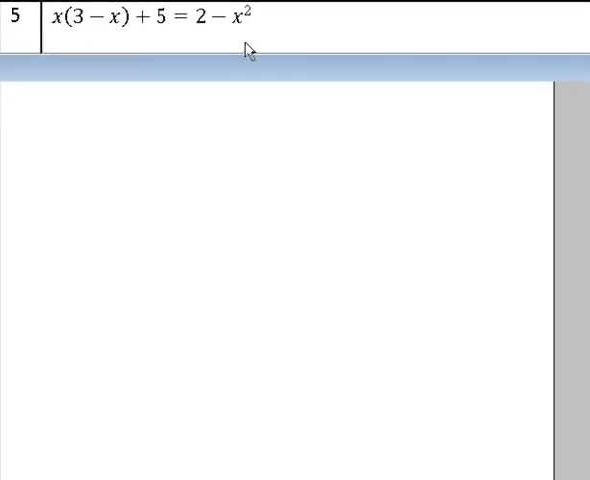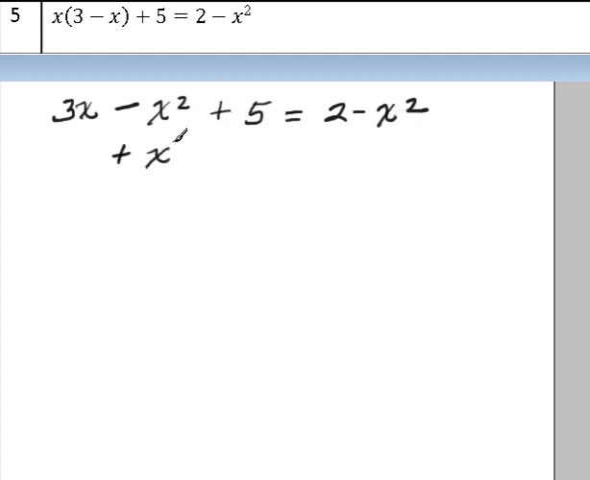Number 5 at first glance appears to be a quadratic equation because of this x squared term, but we're going to see that that's going to cancel out because we're going to get the same term on the left-hand side. Okay, so let's see that. Let's start by multiplying through by x here, and we have 3x minus x squared plus 5 is equal to 2 minus x squared. So we see we have a minus x squared here and a minus x squared. We can just cross those out, or we can, let's say, add x squared to both sides.